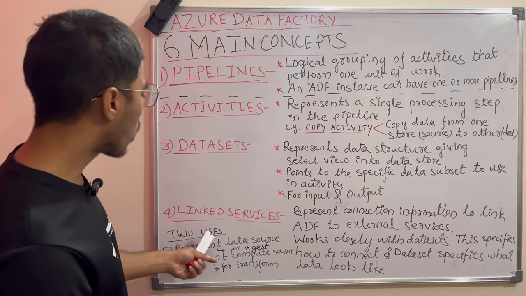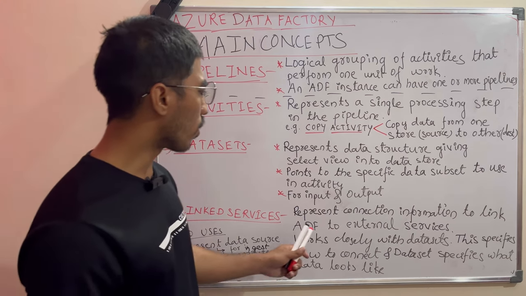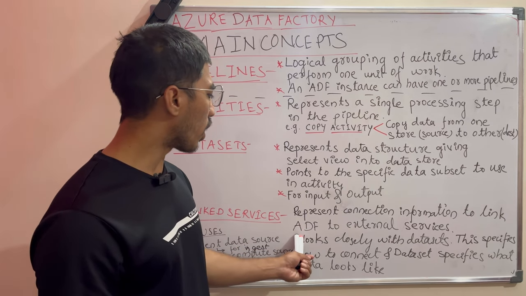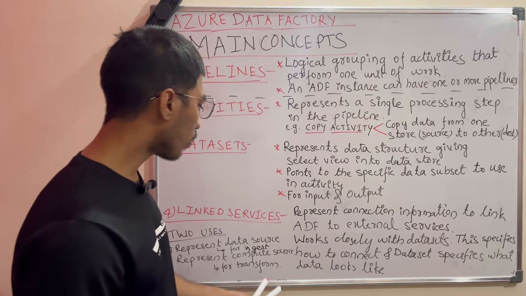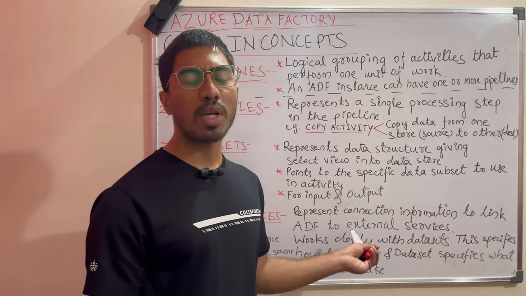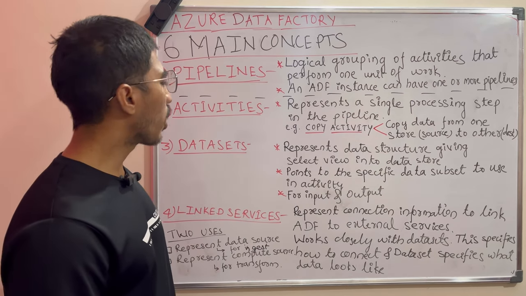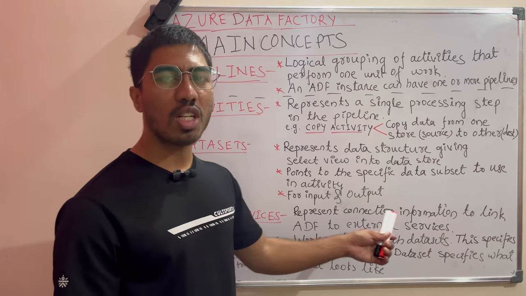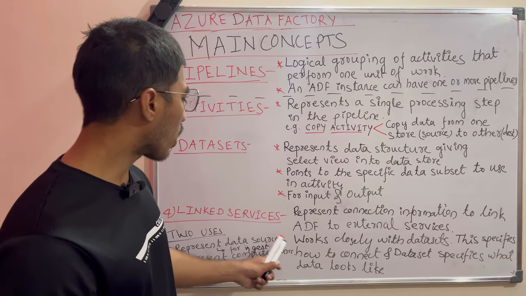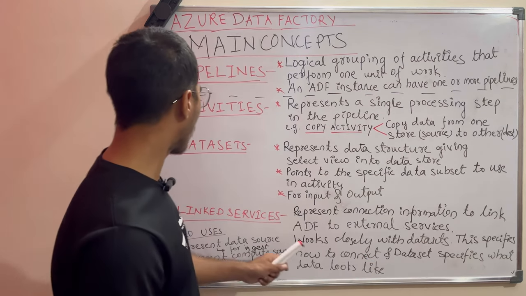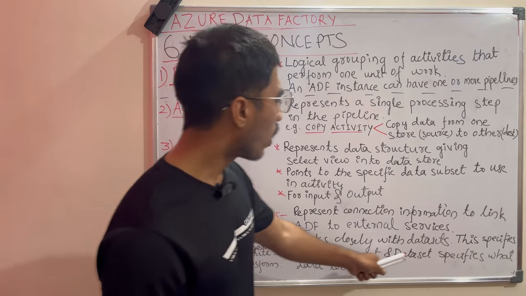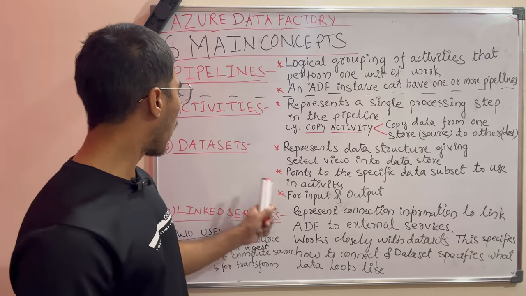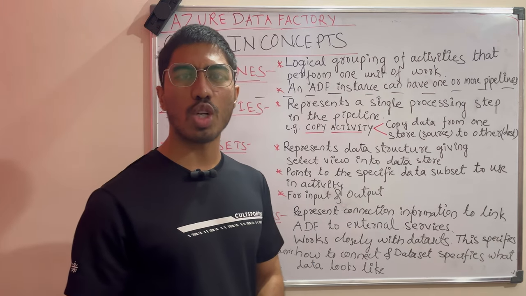The next one is linked services. Linked services represent connection information to link Azure Data Factory to external services. For example, if we have a SQL server and want to connect it to ADF, we need a connection string, and the linked service represents that connection string. It works closely with data sets: the linked service specifies how to connect, and the data set specifies what the data looks like.